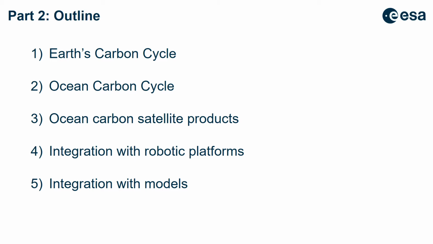So we're going to go through a whole range of satellite, primarily ocean colour based products that can be produced related to the ocean carbon cycle. And then we'll finish off by talking a little bit about how these observations are now being integrated with robotic platforms and with models to look at the pools and fluxes of carbon that we can't see from satellite.